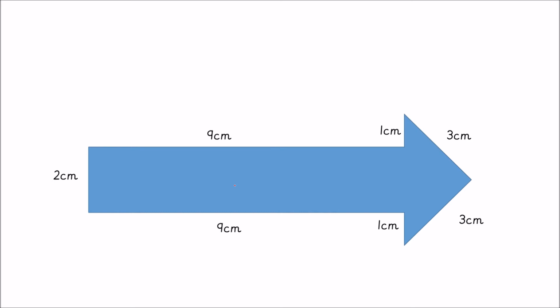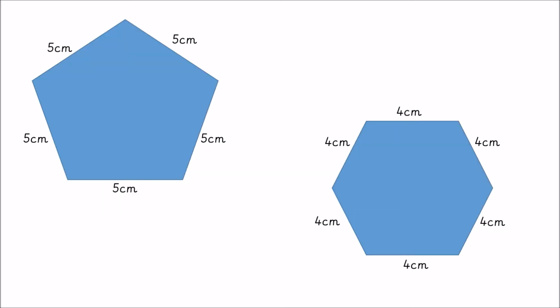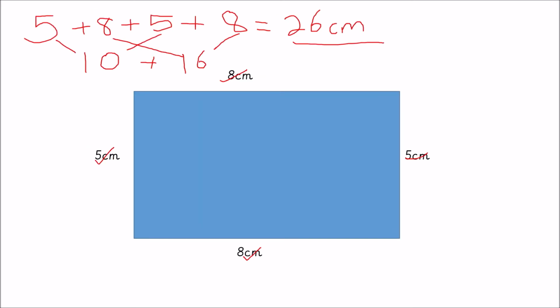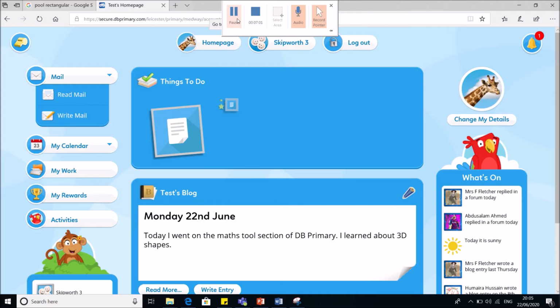This principle is exactly the same. You're just adding together all of the sides, but I would advise you crossing them out as you go along, just so that you know which ones you've done. And again, we have a couple of regular shapes here that you could use your times tables for. So that's calculating the perimeter of a shape using addition. And there'll be a worksheet on DB Primary for you to complete using those.